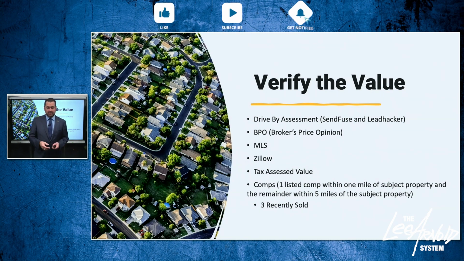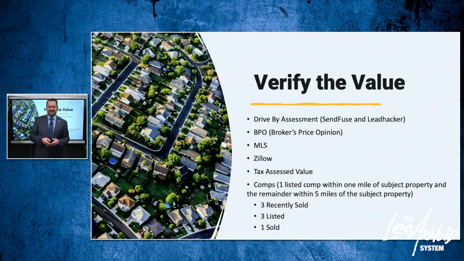We want one listed comp within a 1 mile radius of the subject property and the remainder within 5 miles of the subject property. We want 3 that have been recently sold, 3 that have been recently listed, and we want at least 1 that has been sold, okay?